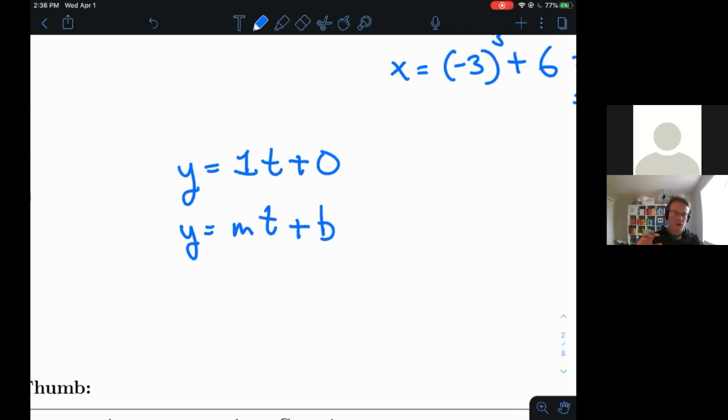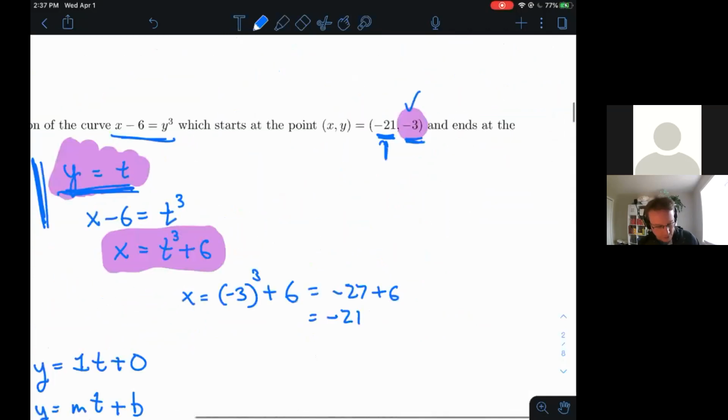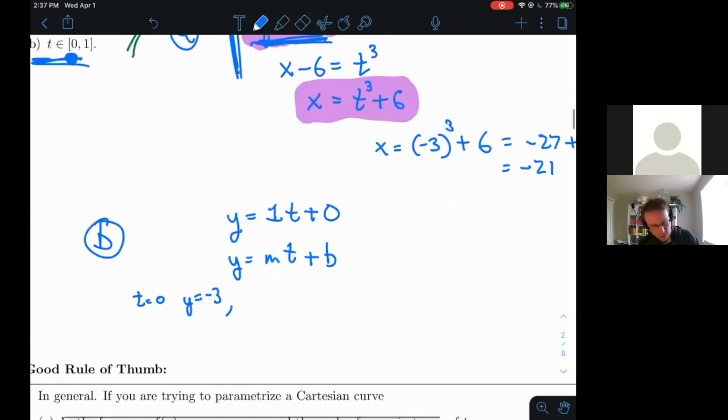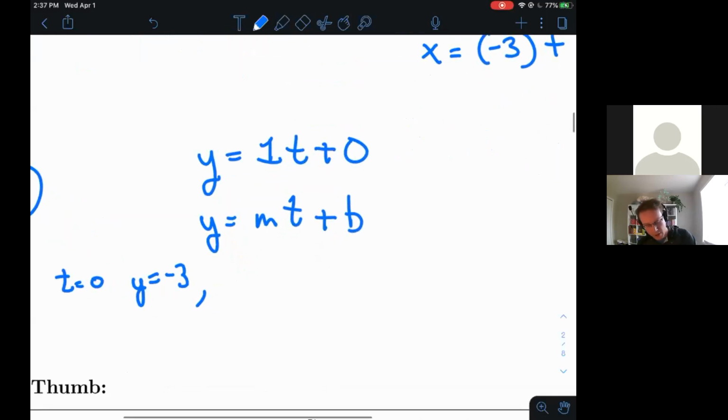So this is an arbitrary linear equation, and I need that when I plug in 0 for t, so when t equals 0, I need to get y is equal to, what was it again? -3. So if I plug in 0 for t, notice that times any m, I'm just going to get 0, plus b is equal to -3. So this tells me that my b value here should be equal to -3.